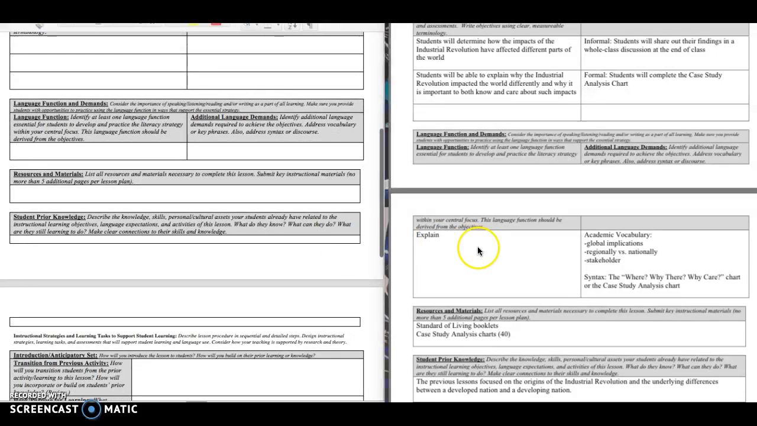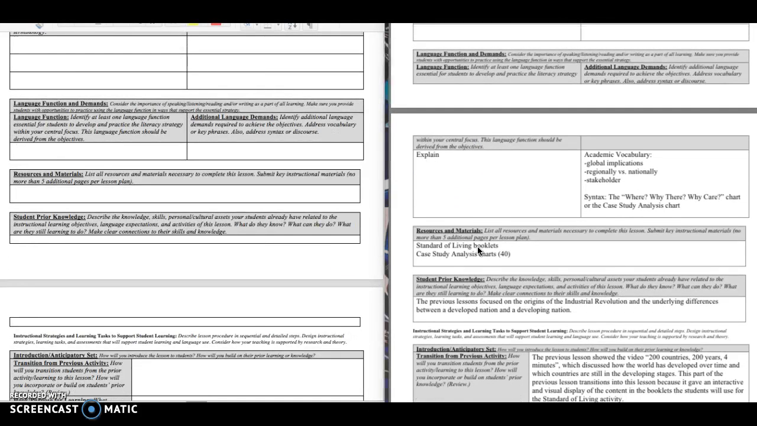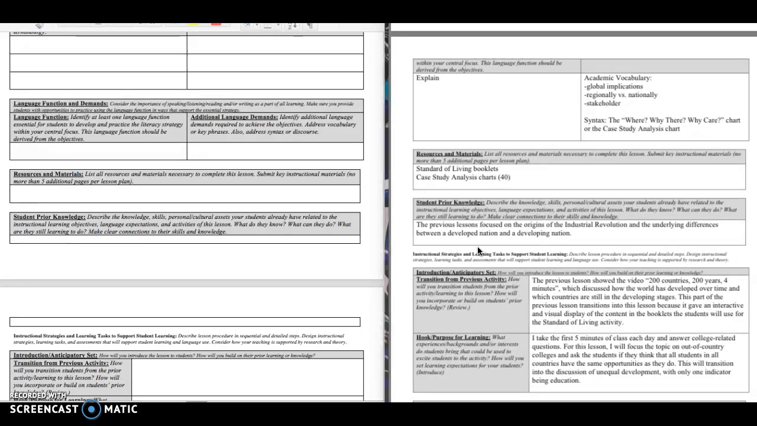The student's prior knowledge is very simple. It has just what they should have known from previous lessons. So even yesterday, the day before or the week before, any content that is correlated with this new content that you're bringing and building connections from that. So the previous lessons for hers focus on the origins of the Industrial Revolution and the underlying differences between developed nation and developing nation. So she has a brief and structured base of what the Industrial Revolution is for students prior to the lesson plan.